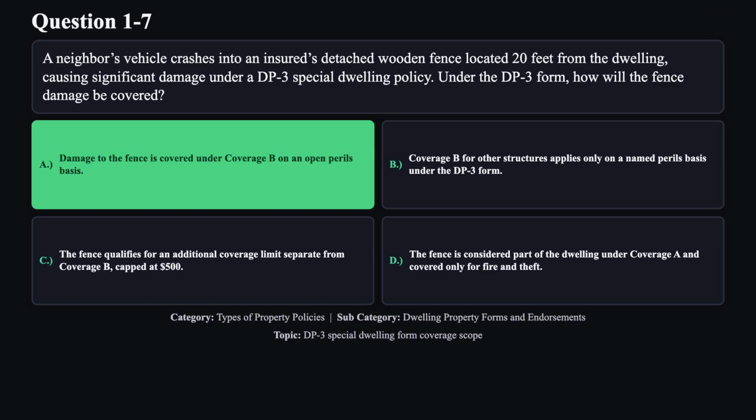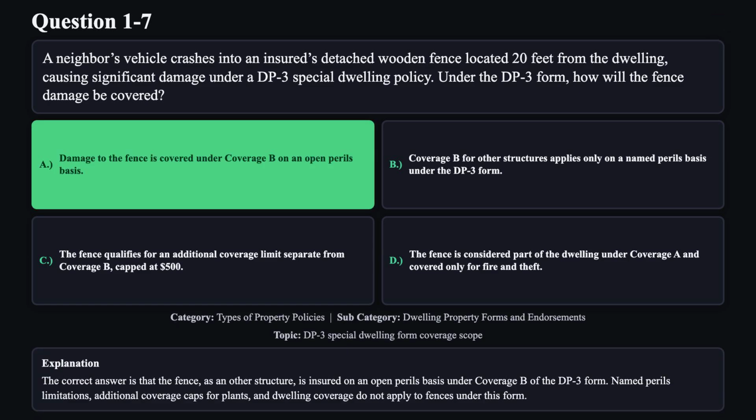The correct answer is A. The correct answer is that the fence as an other structure is insured on an open perils basis under Coverage B of the DP3 form. Named perils limitations, additional coverage caps for plants, and dwelling coverage do not apply to fences under this form.